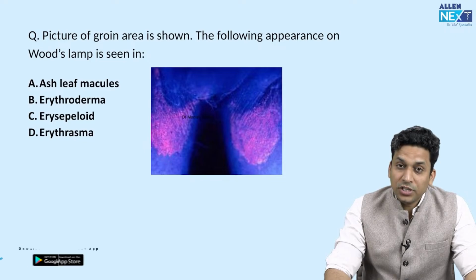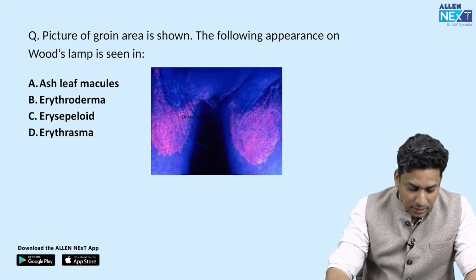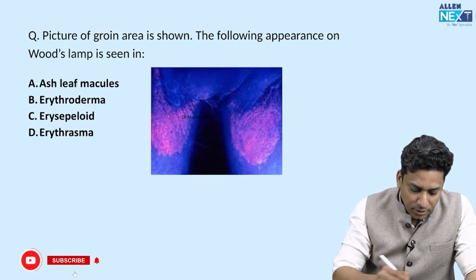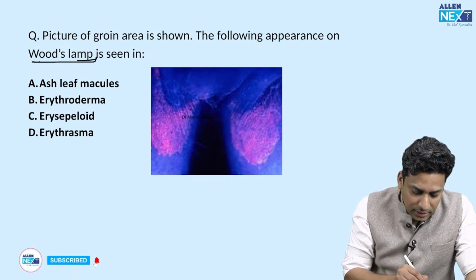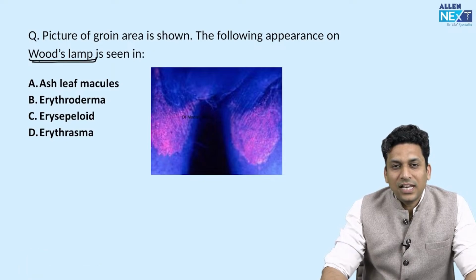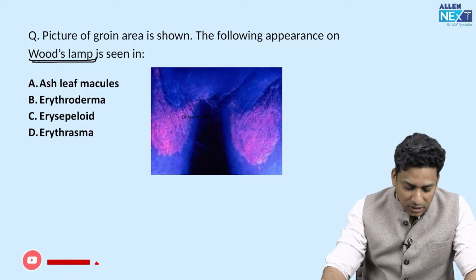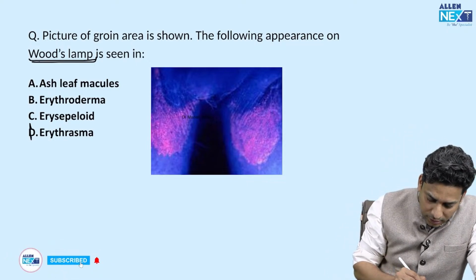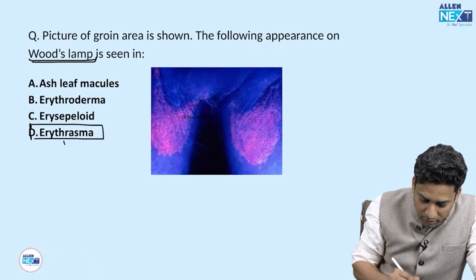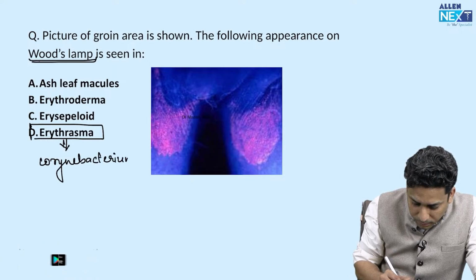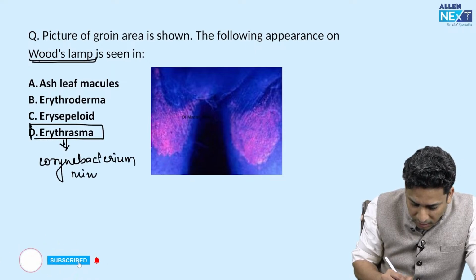Here in this question you can see that they are saying that a picture of the groin area is shown. The following appearance on Wood's lamp is seen. So Wood's lamp is one important instrument which is used to diagnose various conditions in dermatology, and one such condition is erythrasma. Now, erythrasma is caused by Corynebacterium minutissimum.